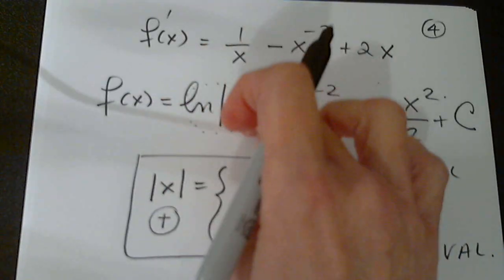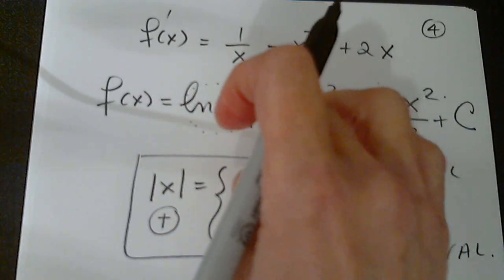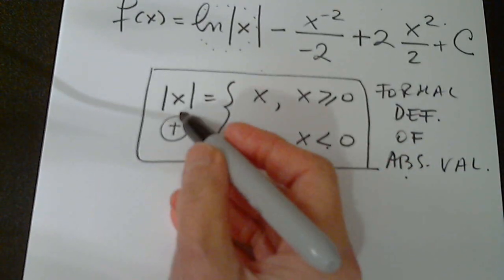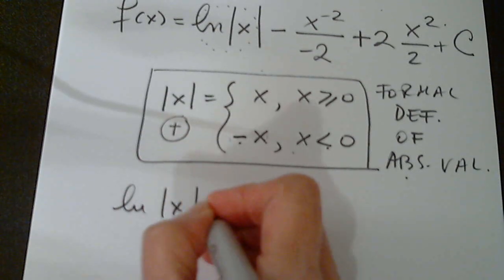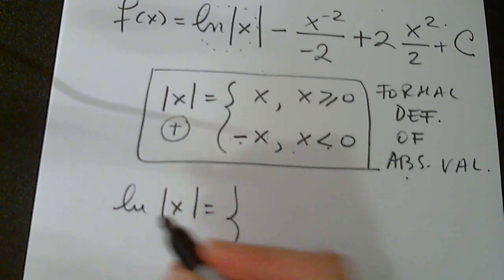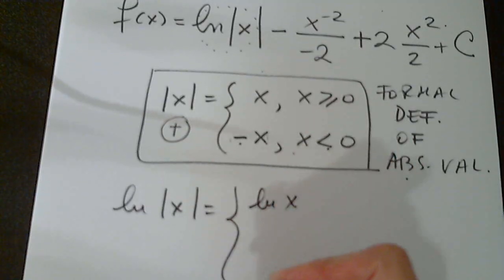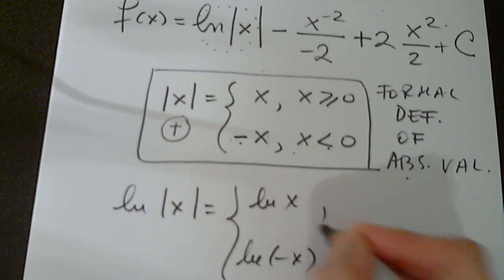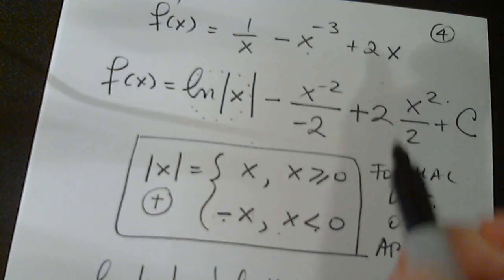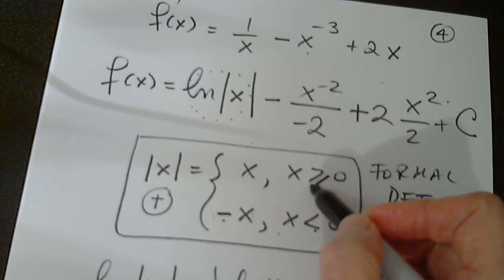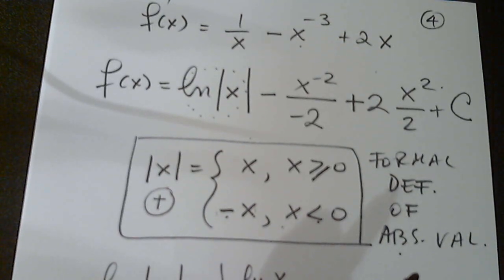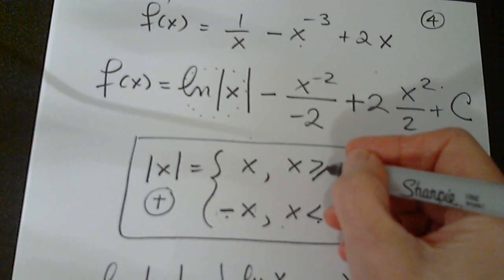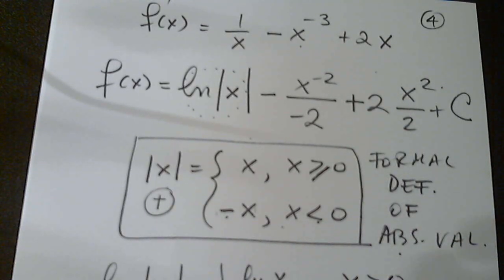Okay, now let's take a look at the natural log of the absolute value of x. So because absolute value of x has two options, natural log of the absolute value will have two options. The natural log of x and the natural log of negative x. One caution, I can no longer have the equals 0 here because it's natural log. Natural log of 0 does not exist. So I have to exclude the 0 and just say positive and just say negative strictly.